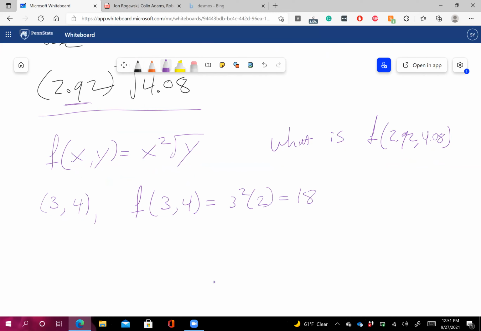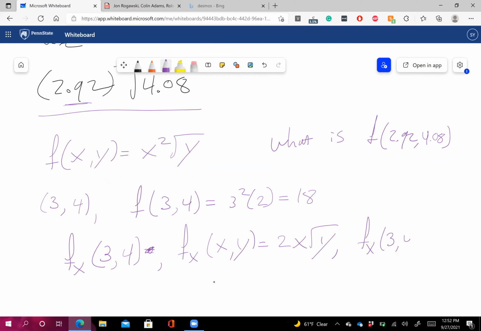Okay, the second piece of information is, what is the partial of f with respect to x at 3 comma 4? Well, first, what is the partial of f with respect to x at x, y? This is going to be 2x square root of y. So then what is the partial with respect to x at 3 comma 4? Well, this is going to be 6 times 2, which is 12.